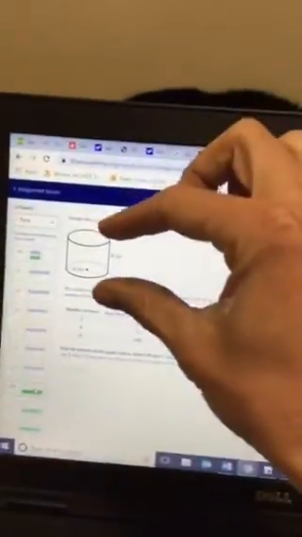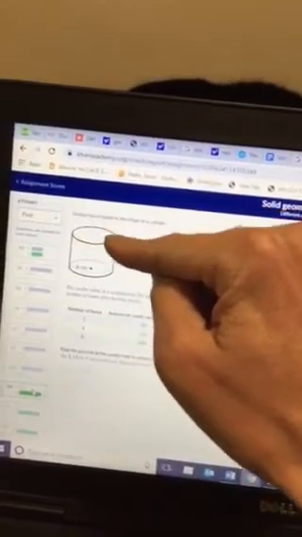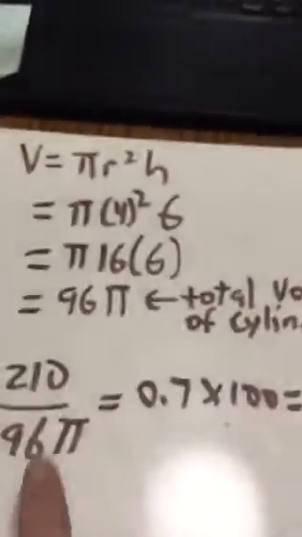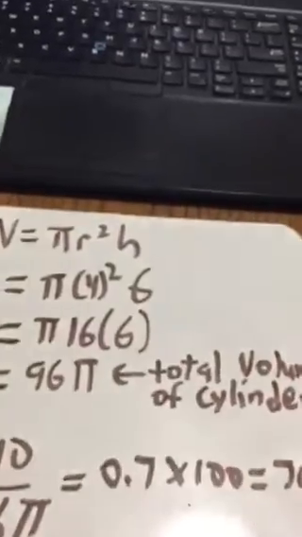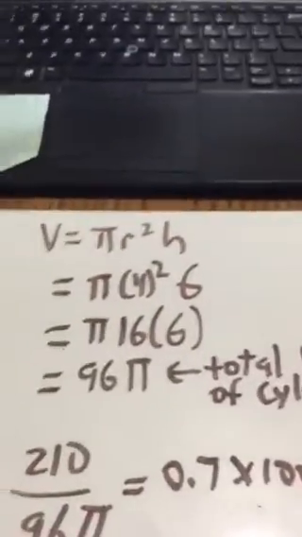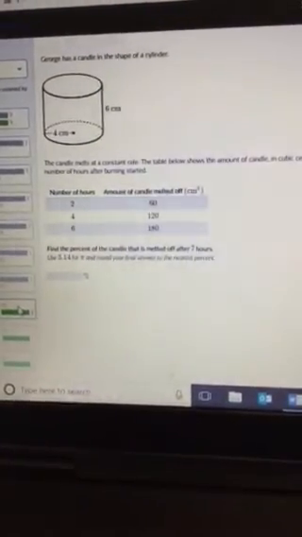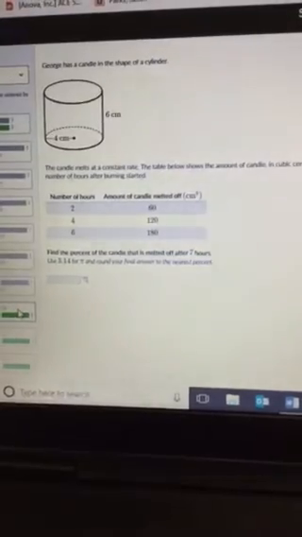So the whole cylinder, let's assume that the candle started out at the very top of the cylinder, then melted down. All right, so the total original volume of the candle in the cylinder itself is 96 pi. All right? So pay close attention to what this is saying. It says, what percent of the candle is melted off after 7 hours?